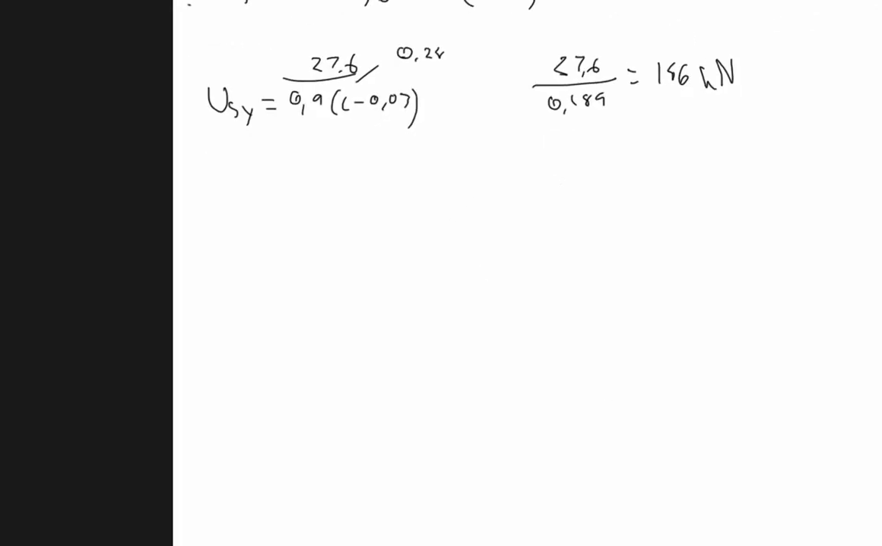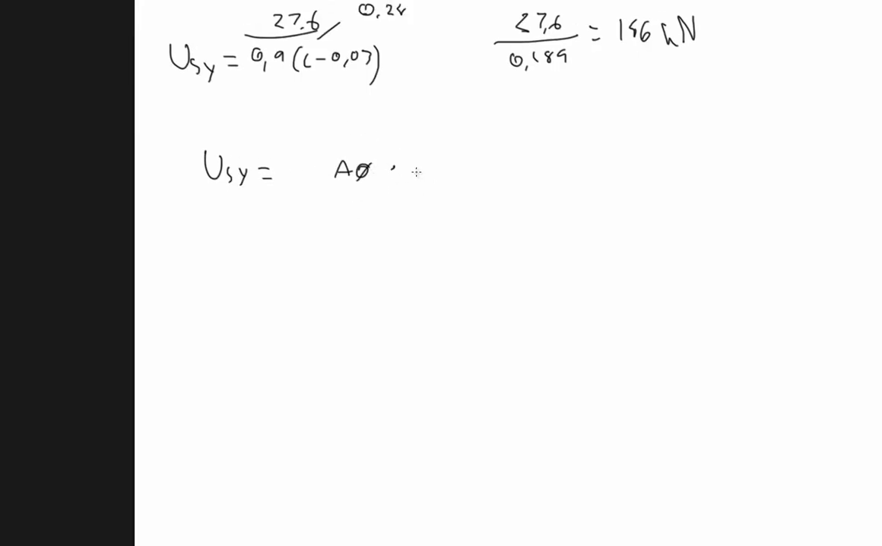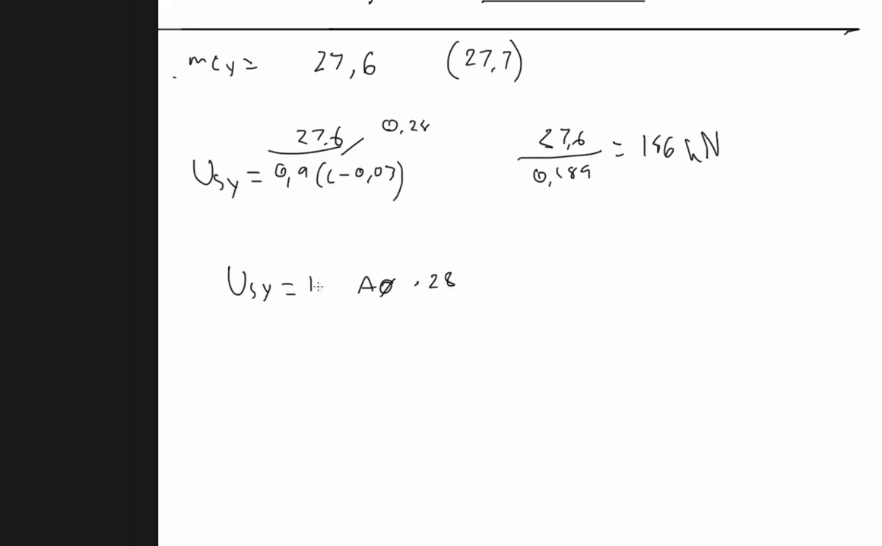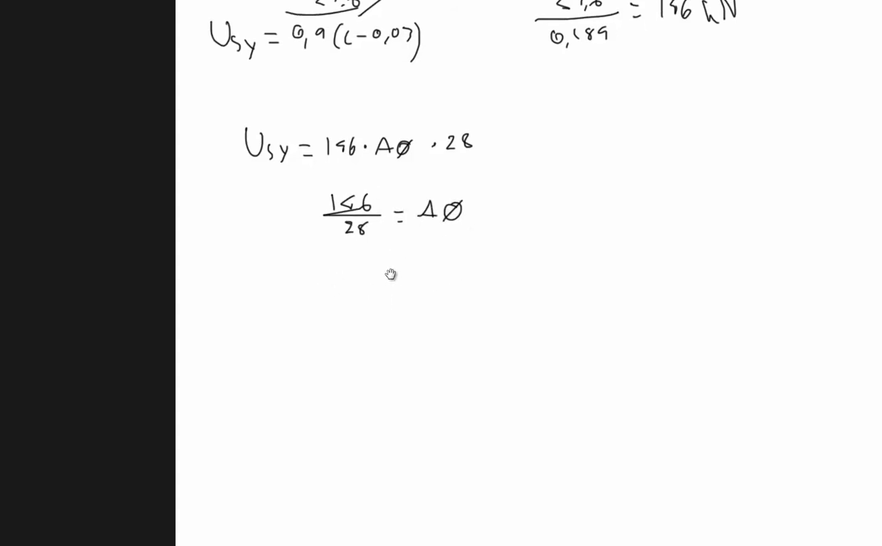Doesn't matter. Okay, so remembering steps. So again, USY is equal to area of some diameter times 21. So yeah, 146 times that. Okay, now I think I remember. So 146 divided by 21 is equal to that. So 146 divided by 28 is equal to 5.21.